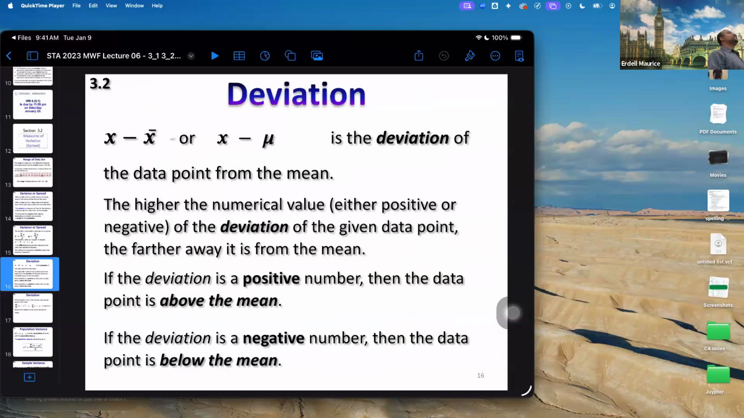So if my average score for a test was, say, 80%, and then someone on that test scores 70, then their deviation will be negative 10. Okay? The deviation tells you two things: how far you are from the mean and whether you are above or below the mean. On that same test, if someone scored 90, then that deviation will be positive 10, right?